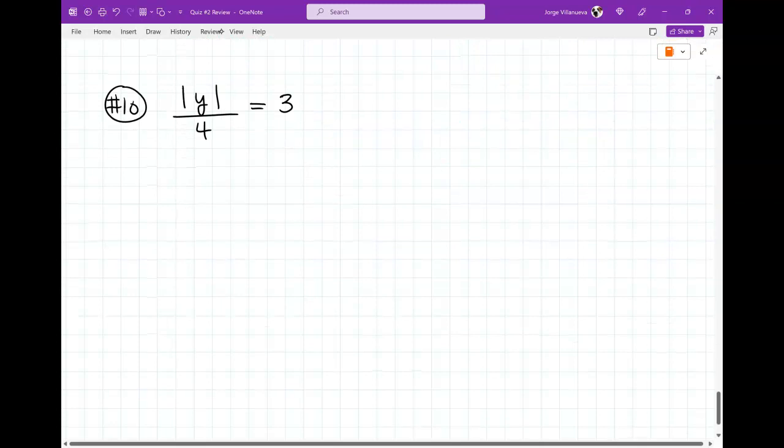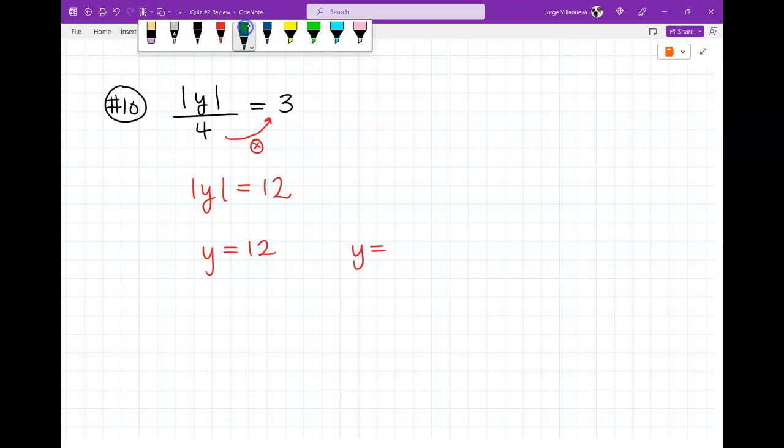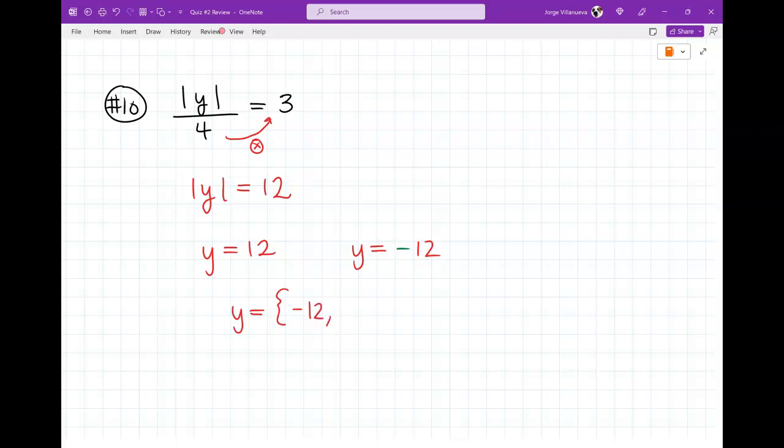Number 10 should be relatively quick. What do I do as a first step here? Multiply, right? Let's get that absolute value all by itself. So we're going to multiply. The absolute value of y is equal to 12. Since the absolute value is all by itself, I get to break it up into two problems: y equals 12, y equals negative 12. Since there's not really anything I can do from here, I'm done. So my answers are negative 12 and 12.